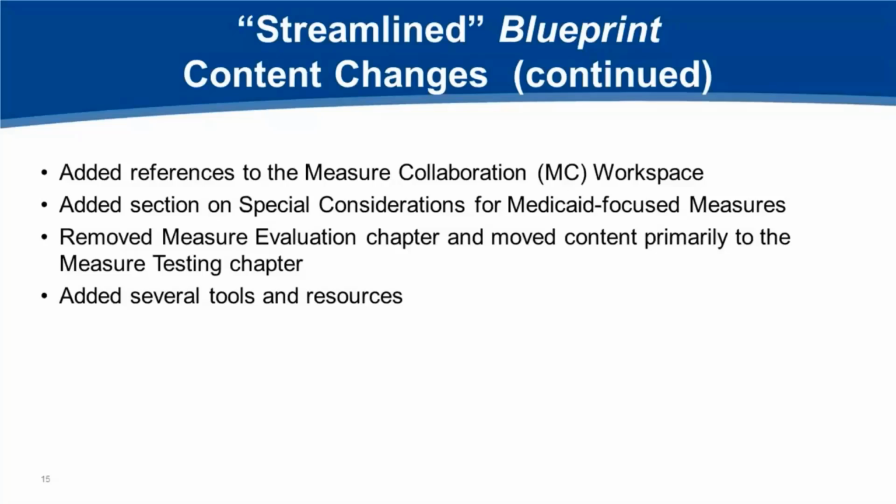Another structural difference from the previous iteration of the blueprint is that the measure evaluation chapter has been removed and incorporated into the measure testing chapter. As I mentioned earlier, the blueprint now contains a section describing tools and resources available to measure developers. An example would be Bonnie, which is a software tool that allows ECQM developers to pre-test their measures efficiently.